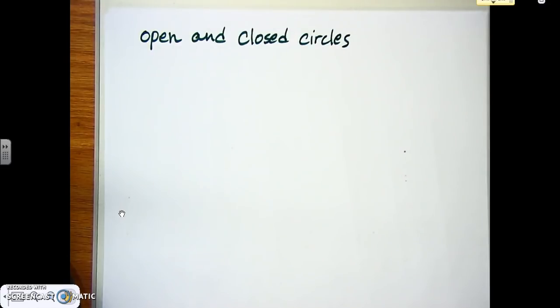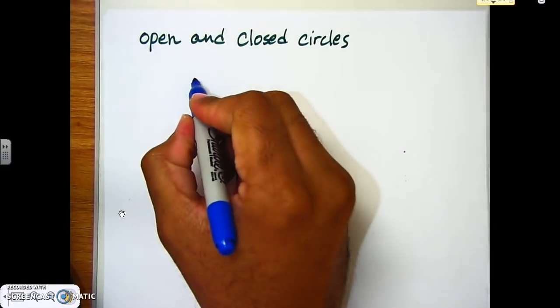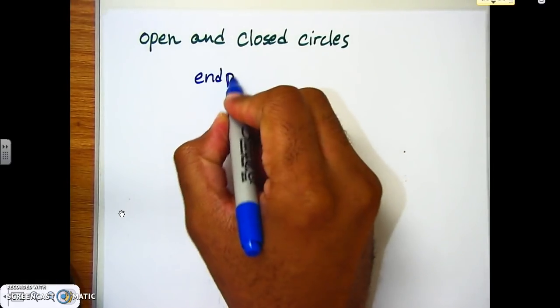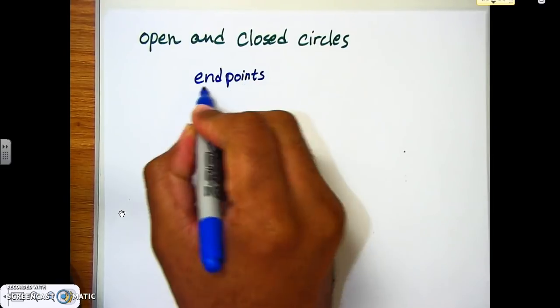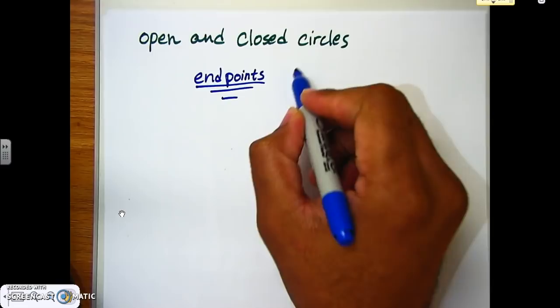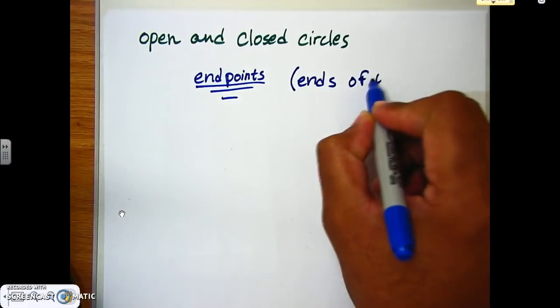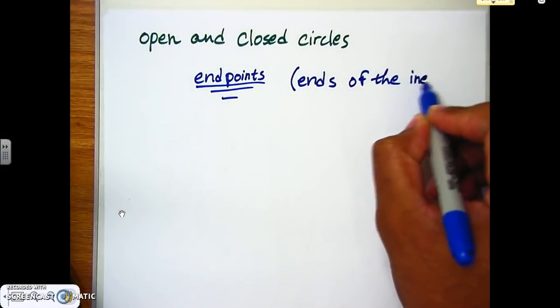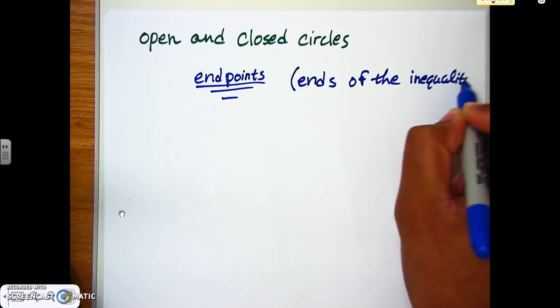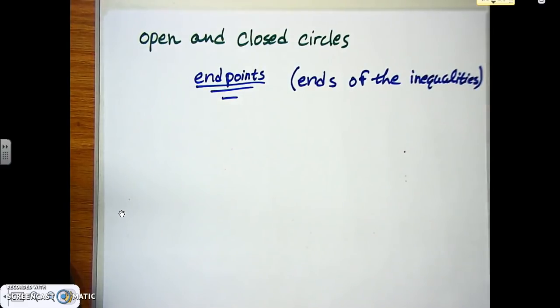Open and closed circles. Now, when it comes to this part, we're talking about our endpoints. We're talking about whether they're going to be open or closed and what's going to happen with the other stuff. We're going to talk about the endpoints first off by themselves. So, endpoints. Again, with the endpoint, these are the ends of the inequalities.